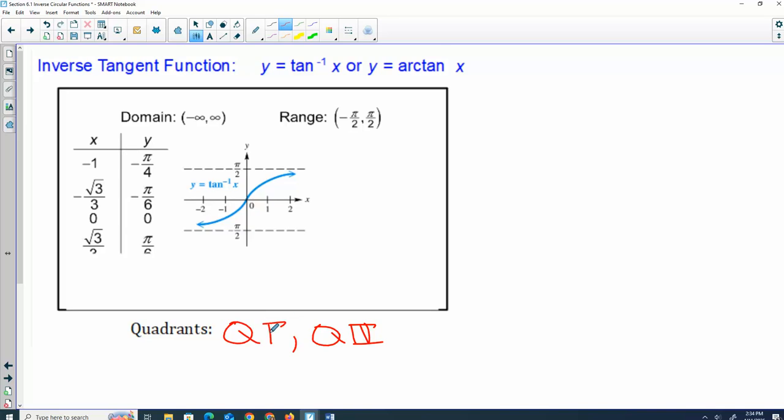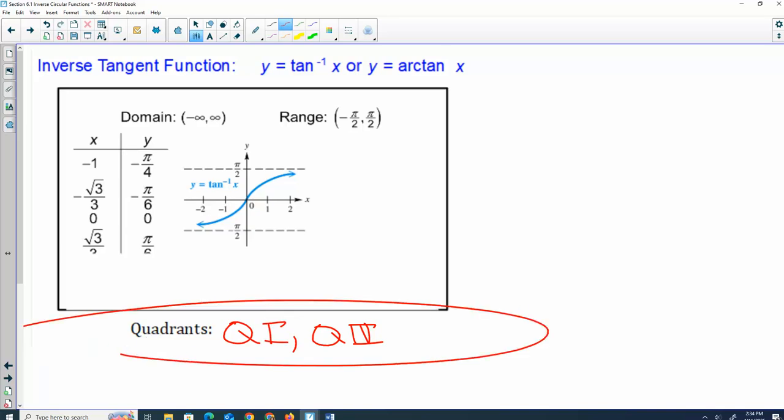Cotangent. When we graphed it, what quadrants did we do? Or where did we graph when we did an interval for cotangent? 0 to pi. So that's quadrants 1 and 2. So cotangent is going to go with cosine. Be quadrant 1 and 2. Does everybody have what they need off the tangent slide?